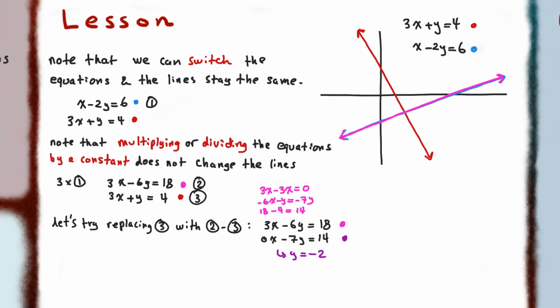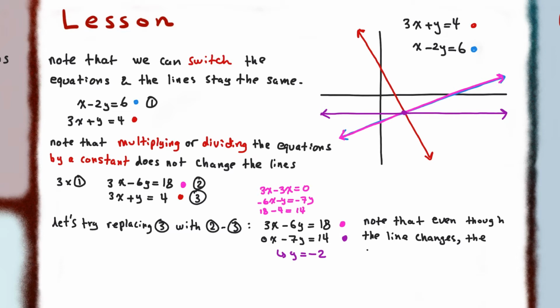Let's label this as the purple line, and if we were to simplify this, it would be y is equal to negative 2. That means y is a constant value of negative 2, and if we were to draw that, we can see that it's a straight line. Note that even though we did change the line itself, the point of intersection does not change, and that is the important thing that we need to consider. We need to know that even though we are changing the line itself, the point of intersection remains the same, and we can use this method to solve for the point of intersection.